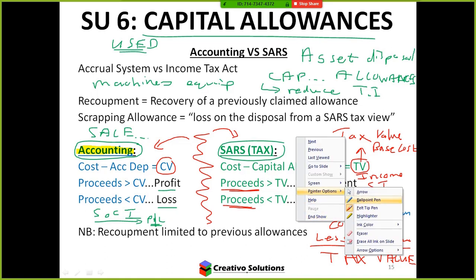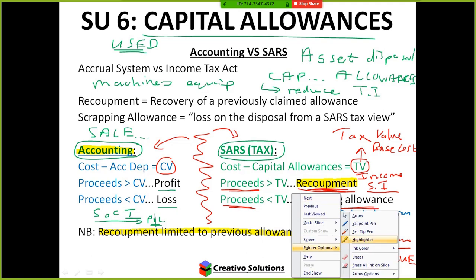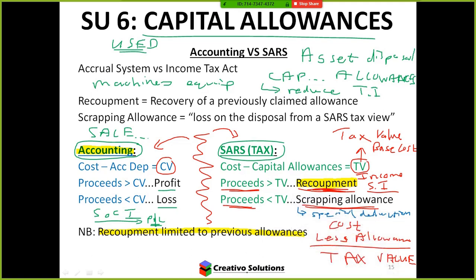Right, there's just a note here. In terms of SARS, the recoupment is always limited to the previous allowances. When I say limited, I'm referring to the amount, the value of the recoupment. In other words, what is included as a profit. So, for example, if I've made a massive profit on the sale of an old asset, SARS will only recoup what they've provided for in terms of the previous allowances, and that's just part of the rules. They don't include more than that.